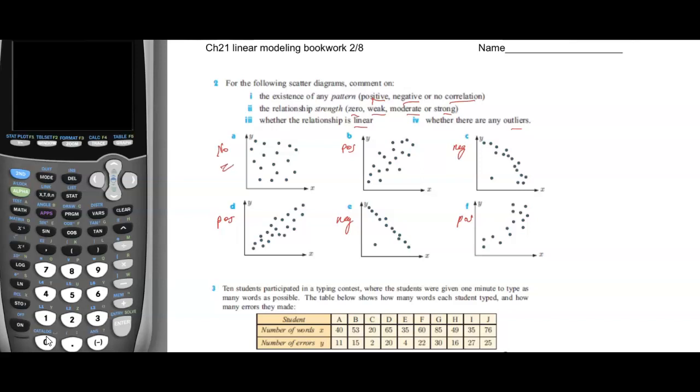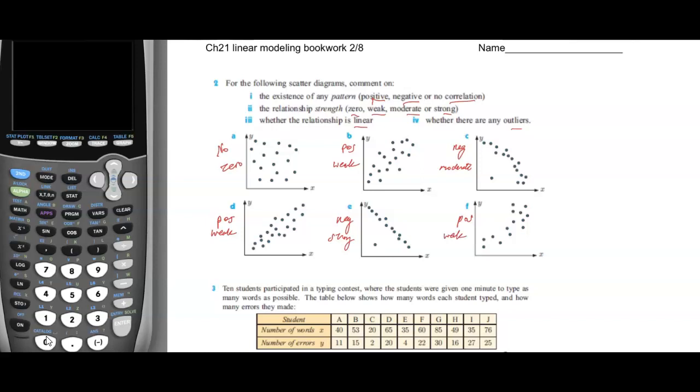Okay. What about relationship strength? So this looks like the worst. A, 0. This one looks kind of weak. C looks pretty good. I would say moderate. D looks weak. E looks strong. F looks weak.